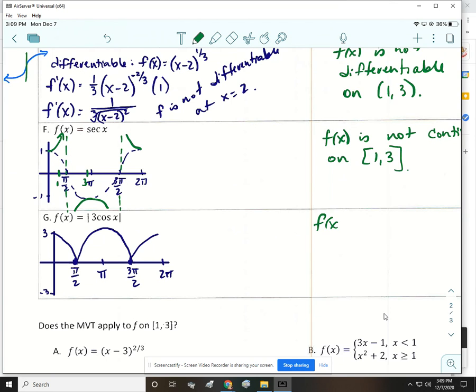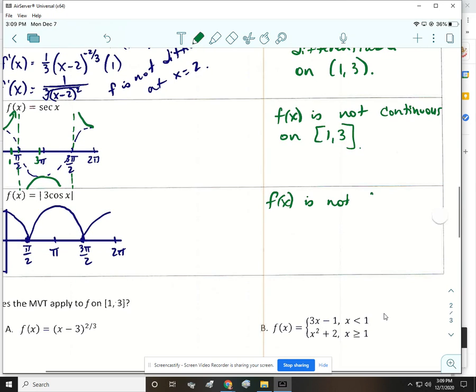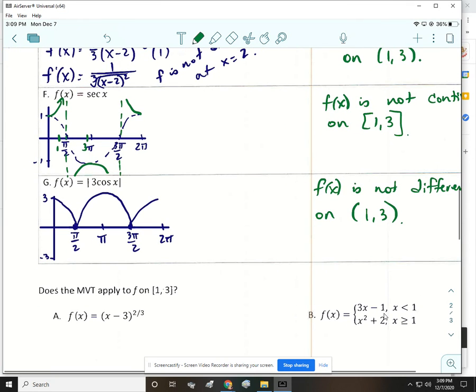So f of x is not differentiable on the open interval from 1 to 3. Because remember, 1 is here, 3 is there, so we have that 1 point in that interval where the function is not differentiable, when x is pi over 2.